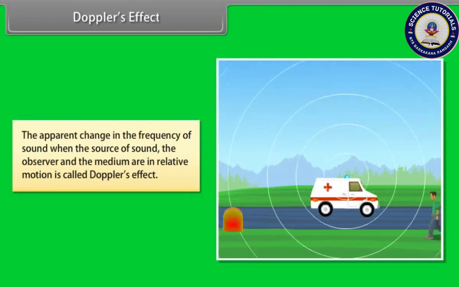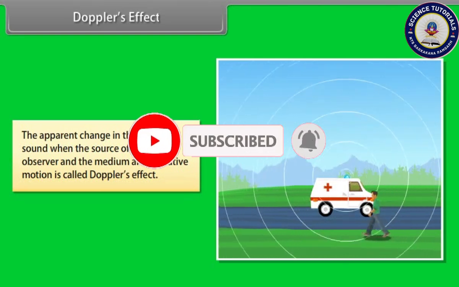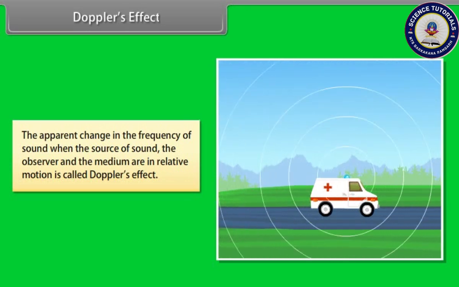Doppler's effect. The apparent change in the frequency of sound when the source of sound, the observer and the medium are in relative motion is called Doppler's effect. Let us now discuss the apparent frequency of sound in different cases.